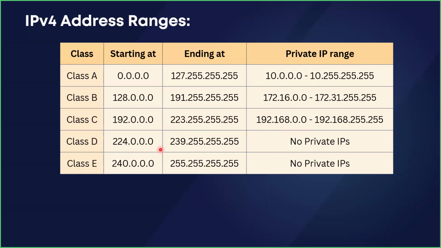Class D and Class E have no private IPs in them. All of them are public IPs itself.